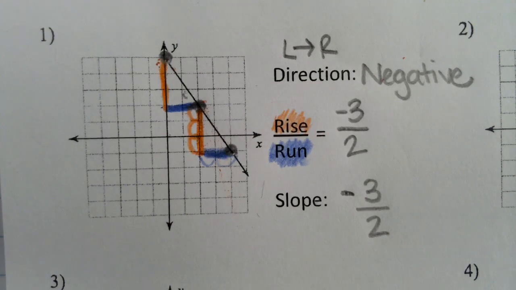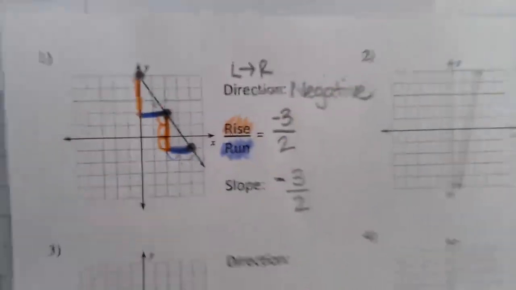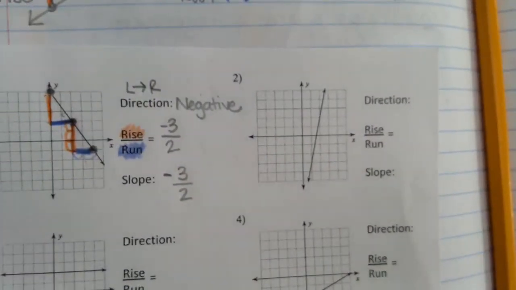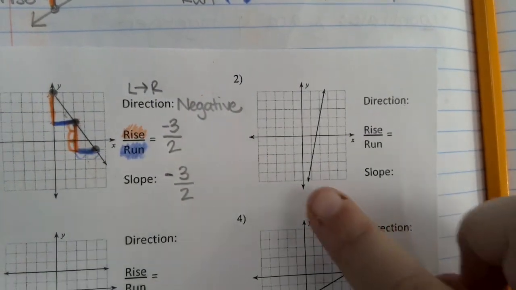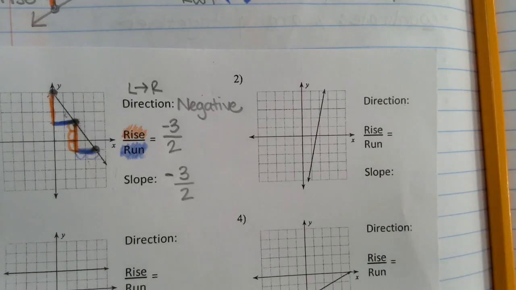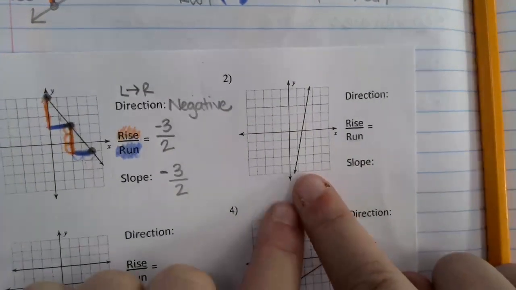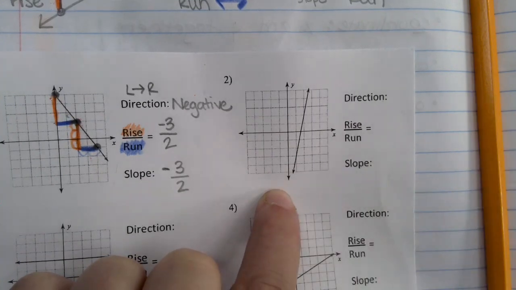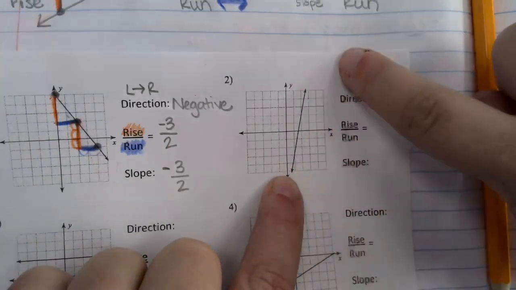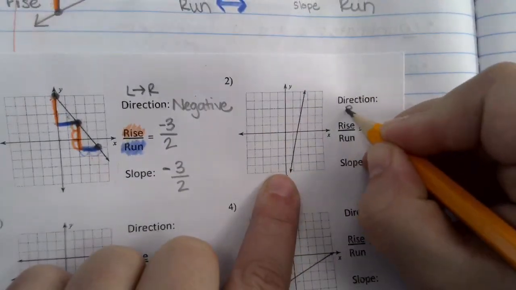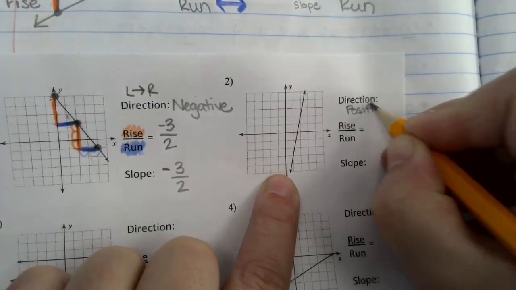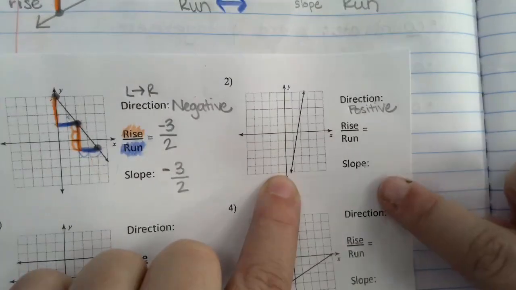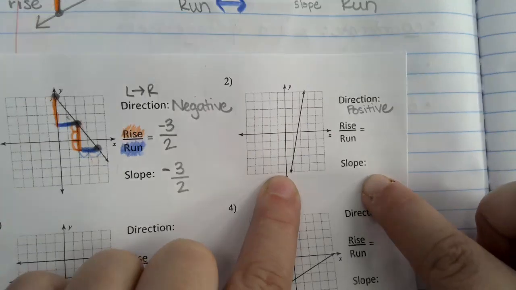All right, we're going to go to number 2. We're going to the side. First, we need to decide the direction. Is this a positive, negative, 0, or undefined? Is it going straight up and down? No. It's not quite vertical, so it's positive. It's going uphill as we go left to right. So our direction is positive. And a good way for us to check our work is if our slope is negative, something's not quite right.